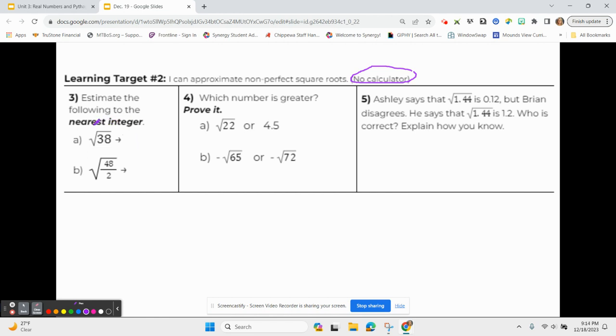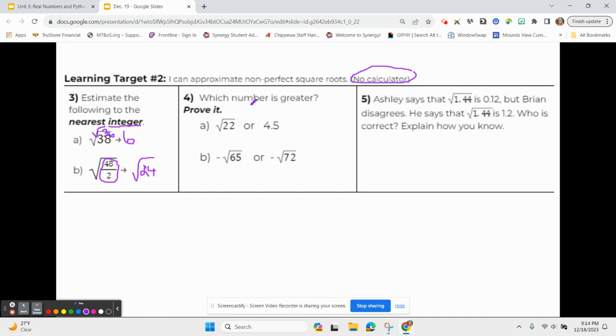You are estimating to the nearest integer. What is the nearest whole number? So the square root of 38 is really close to the square root of 36, which would be 6. For letter B, notice that 48 and 2 are not perfect squares. So you're going to have to divide first and then take the square root, and that's a 24. So you go ahead and finish that one out.